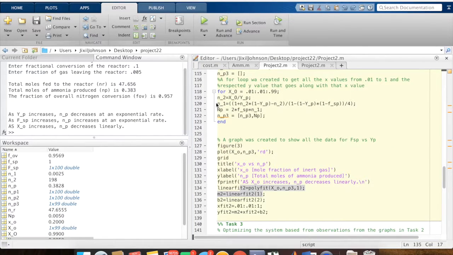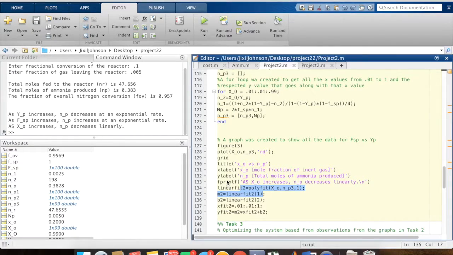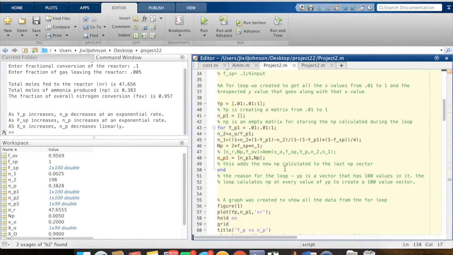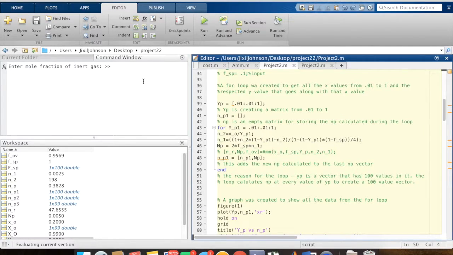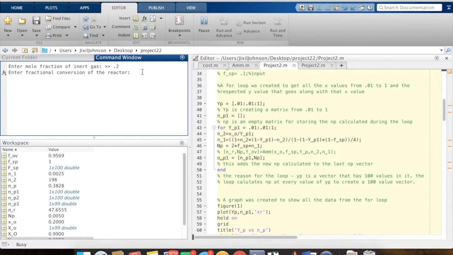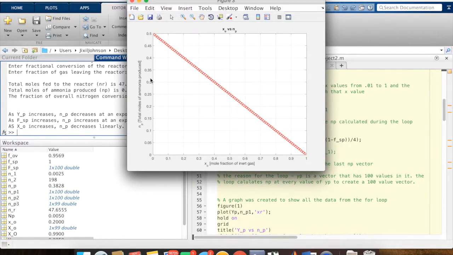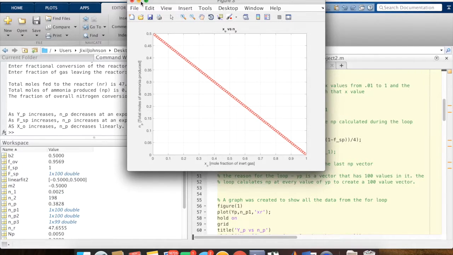To graph the third one, we're using polyfit to get the linear equation of x0 and np3, using a linear fit of x0 and np3 and calculating the slope and the y-intercept and putting it in y-intercept form. So if we were to run task 1 and task 2 together, it asks us for the inert gas, 0.2, 0.1, leaving the reactor, 0.5. So as you can see, it calculates all of the polyfits of the three graphs.